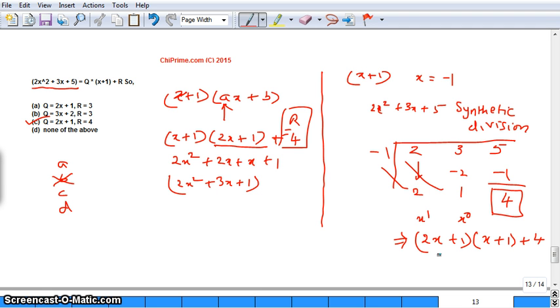So what we want again is q equals 2x plus 1 and r equals 4.